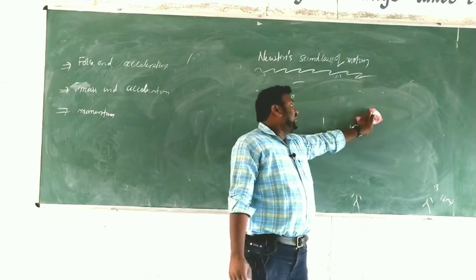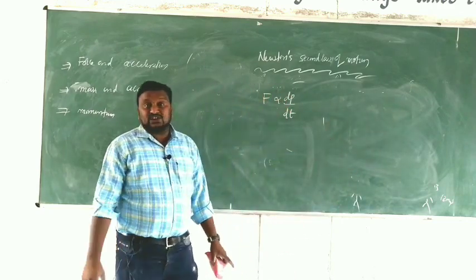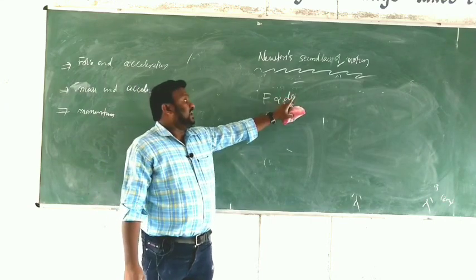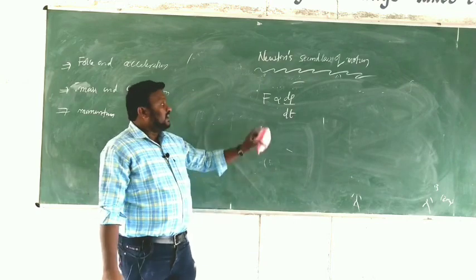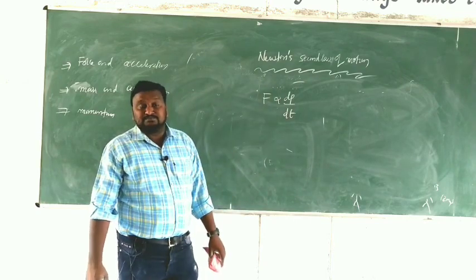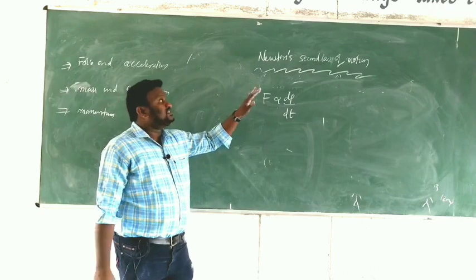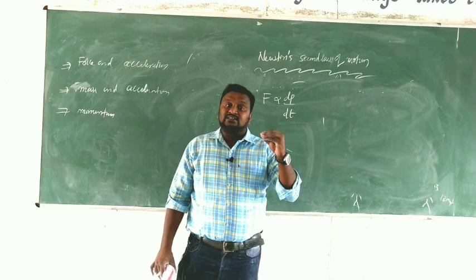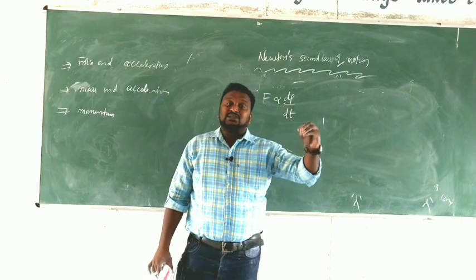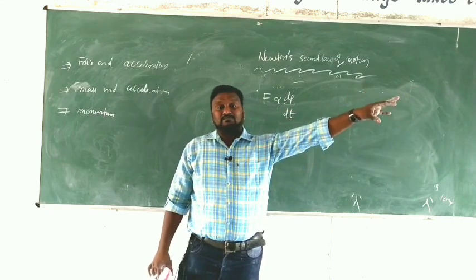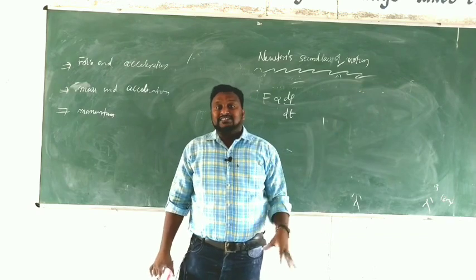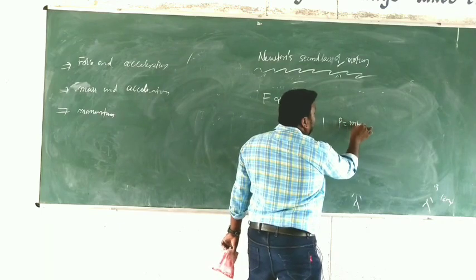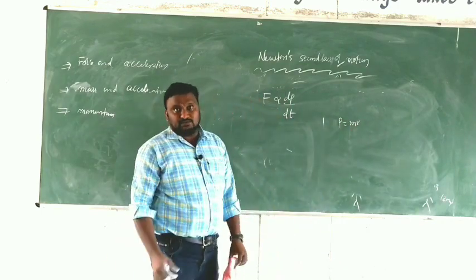So here the external force acting on the body is directly proportional to the rate of change of momentum. That is what we call Newton's second law of motion. The external force acting on the body is directly proportional to the rate of change of momentum. What is meant by momentum? P is equal to mv.